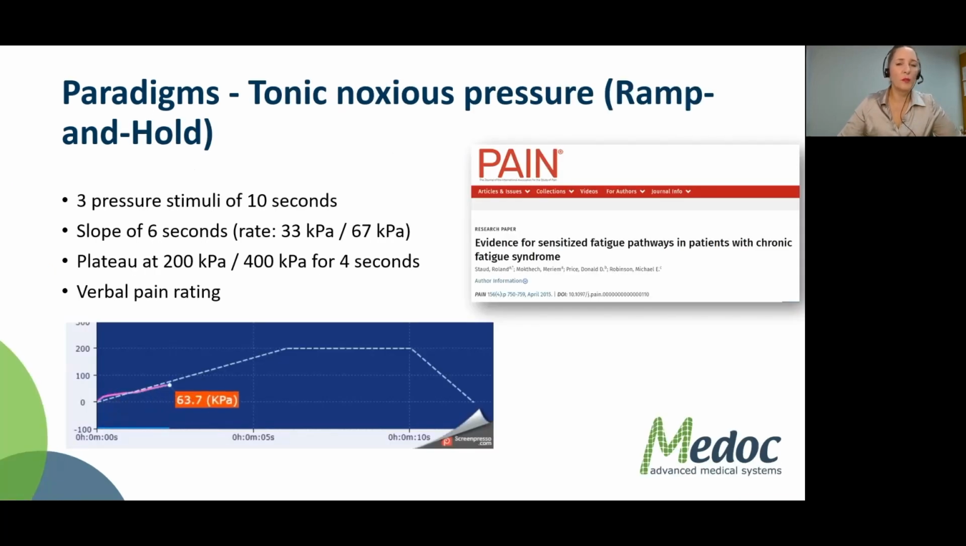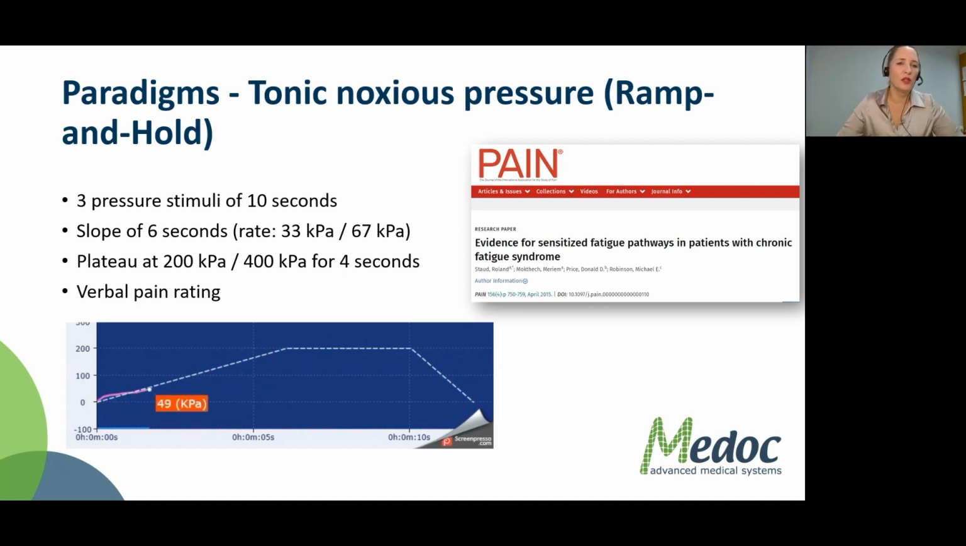And this is quite a rare paradigm, but I wanted to show it to you anyway, by Stout out of Gainesville, Florida. They did ramp and hold stimuli, both with pressure algometry and with thermal, with one of our thermal devices. And they wanted to see whether there is a difference between chronic fatigue syndrome patients and healthy controls after vigorous hand grip exercises, because they believe that vigorous hand grip exercises would affect the fatigue pathways and also have interactions with the pain pathways as well.